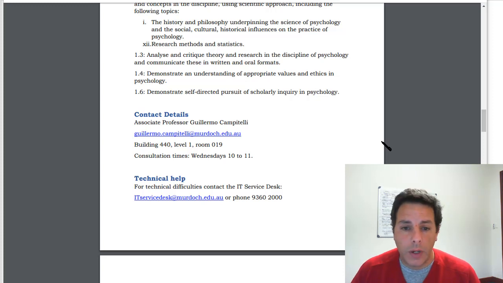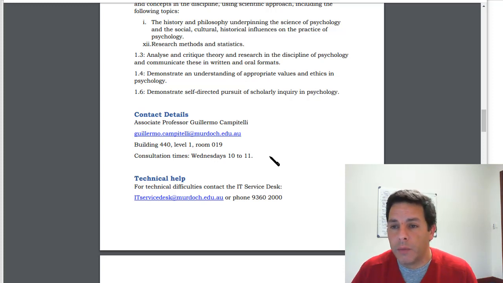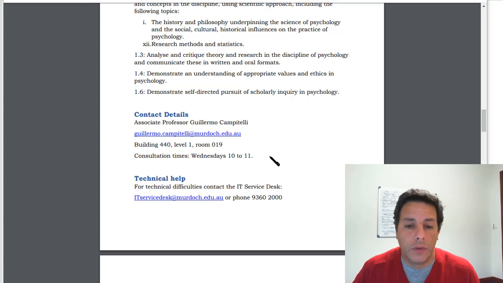But you also have, if you read the unit guide, times that you can come to my office. So consultation times are on Wednesdays from 10 to 11. So that's an hour that I'm available for all the students of this unit, for you to come. I think next week I have a problem at that time, so I'm going to provide a different time for you to come. And if you cannot come at this time, in special circumstances, I accept to arrange another time to meet with some students if they need so.